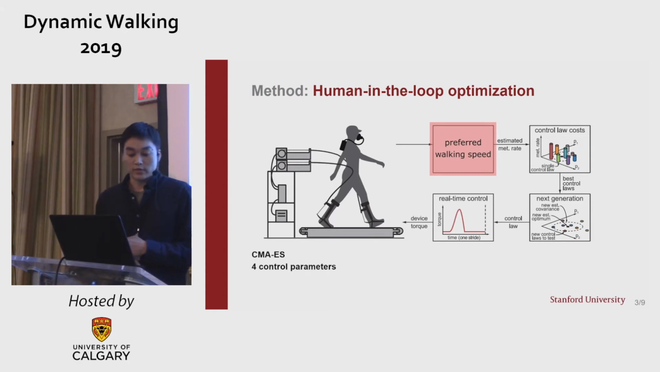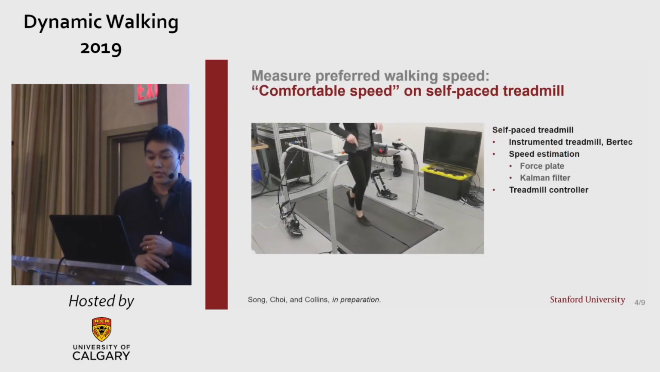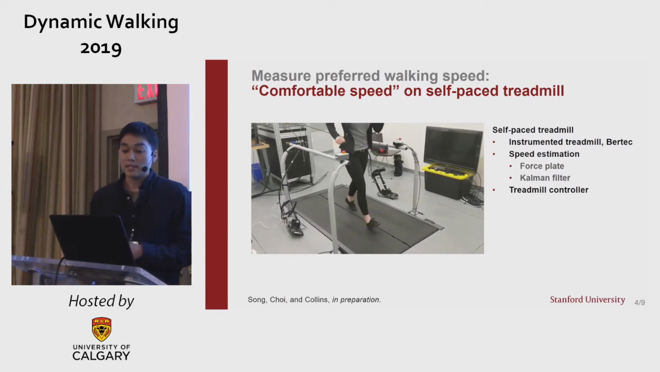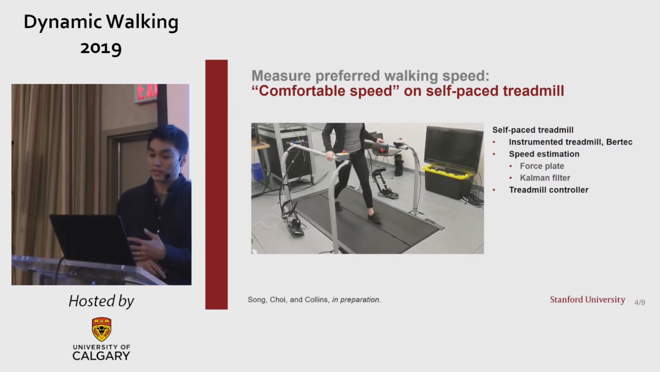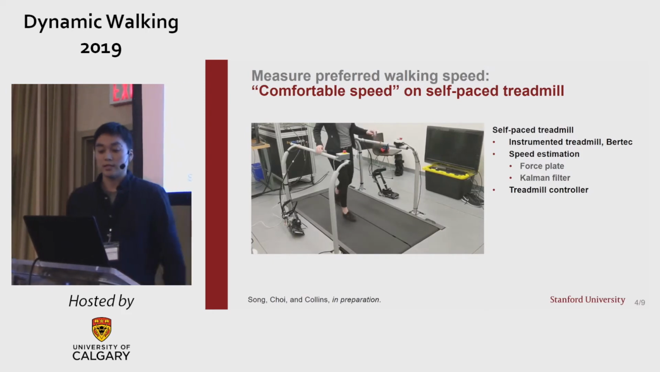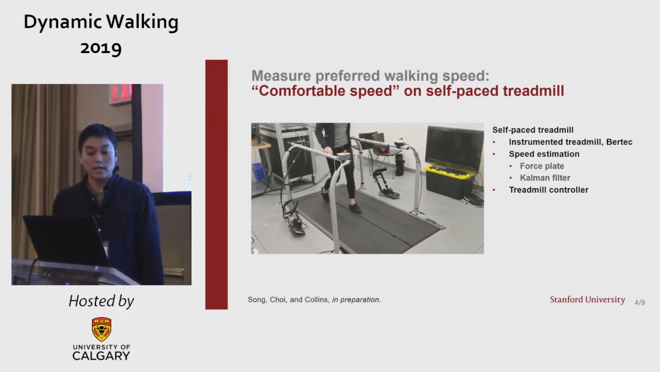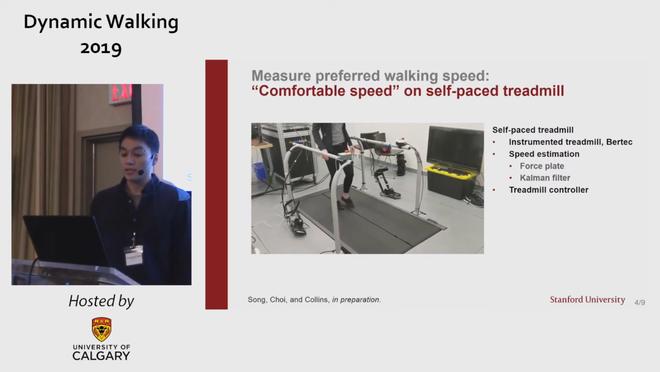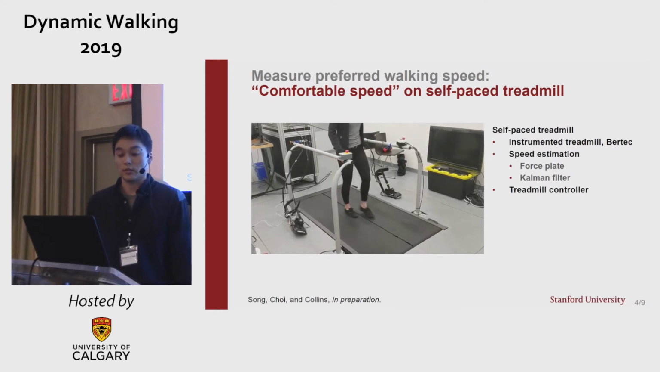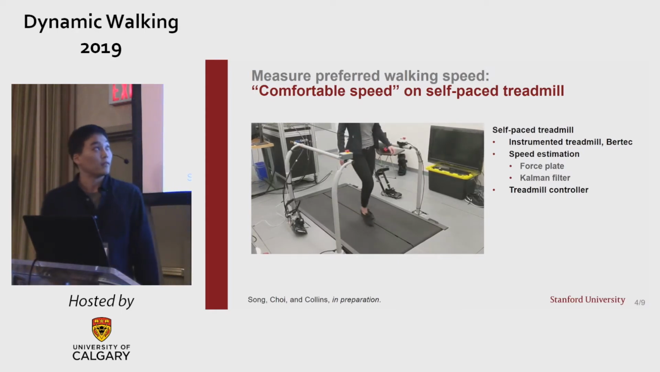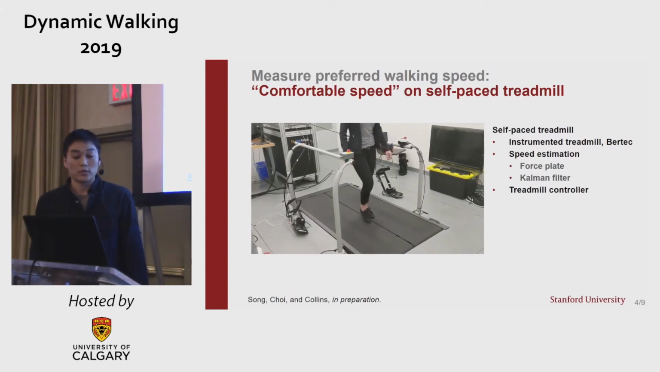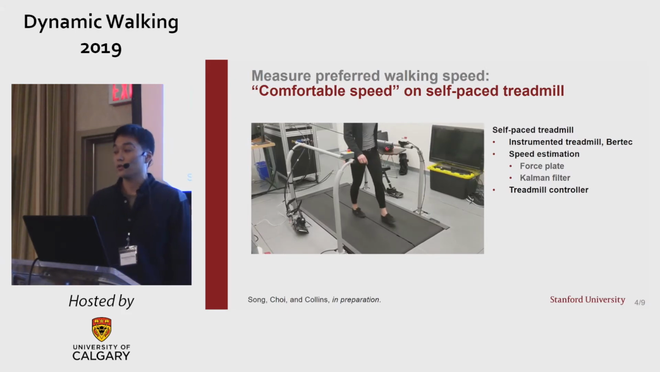So how do we measure preferred walking speeds? We simply measure participants' self-selected walking speeds on a self-paced treadmill. Specifically, throughout the experiment, we let participants walk on a self-paced treadmill and instruct them to walk at a comfortable speed. Then we measure their walking speeds while applying various exoskeleton controllers. For this, we developed a self-paced controller for an instrumented treadmill. The software only uses force plate data to estimate walking speed, then controls the treadmill to match that speed.